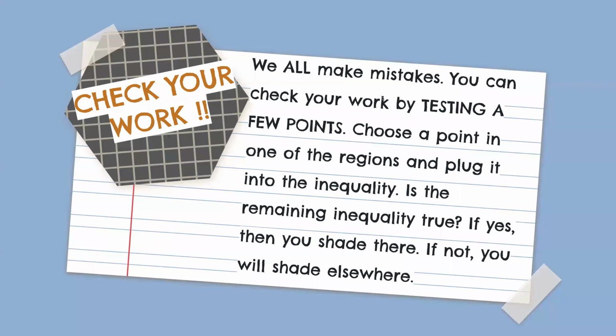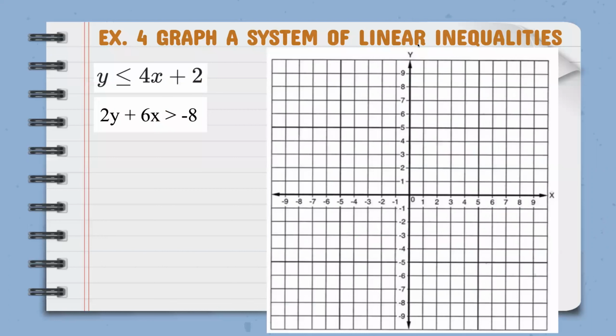Okay, and again, you can always check your work, but this time, if you have a system of inequalities, you have to check a few points. You can't just check one side because now, as you saw in the previous slide, there are 4 regions, not just 2. Last equation, go ahead and pause it, try this on your own.